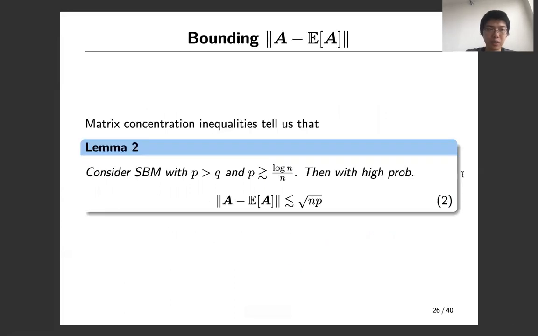Very fortunately, we can use matrix concentration inequalities to bound or control this operator norm. It turns out that for this SBM model, if p is larger than q and p is order-wise larger than log n over n, then one can use matrix concentration to get the following result. With high probability, the size of A minus EA in terms of the spectral norm is no larger than square root n times p. For the sake of time, we don't have time to talk about the details of how matrix concentration inequalities inform us of this kind of inequality. But for now, we will take this for granted.